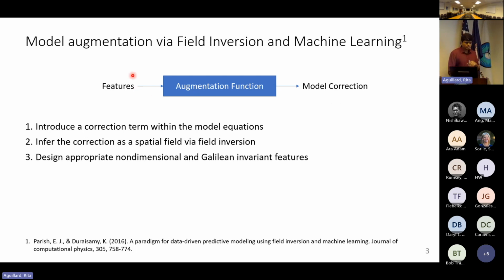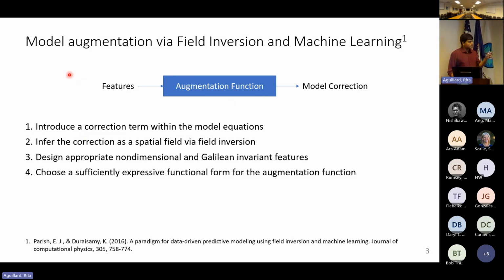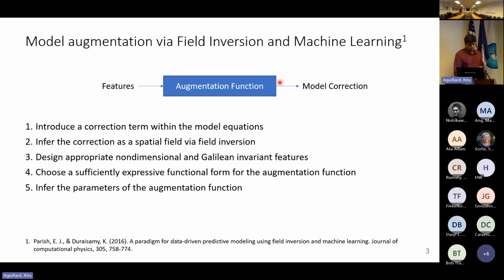The next step is to design appropriate non-dimensional Galilean invariant features such that we can pose an inverse problem to infer what the augmentation function should look like given the model correction and given our chosen features. So step 4 is exactly that. We express the augmentation function with a predefined functional form containing some parameters, and then we want to optimize those parameters such that we get this feature to model correction map accurately. And the last step is just the inference of those parameters.